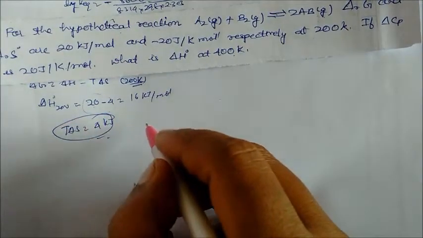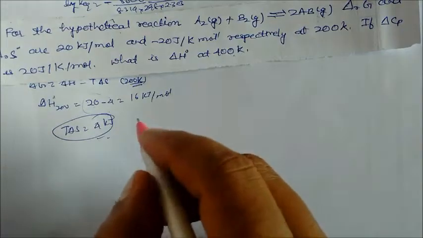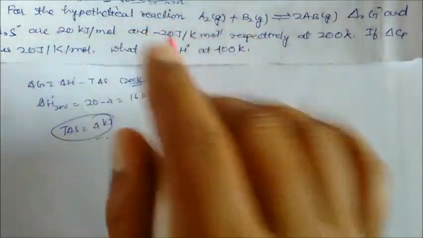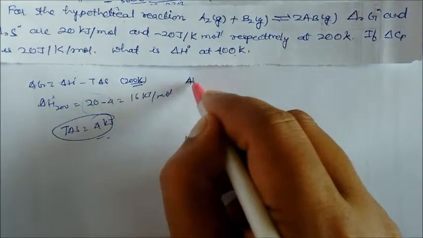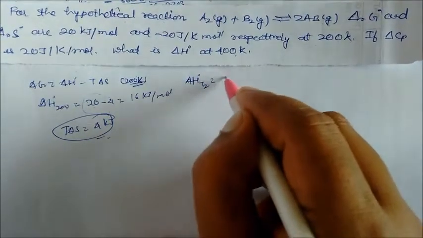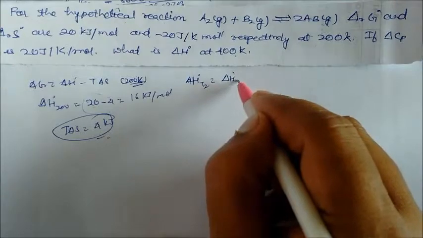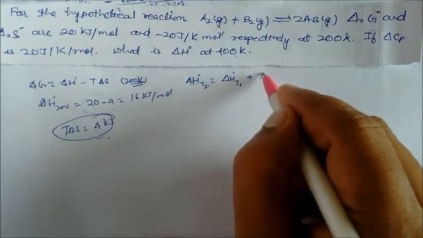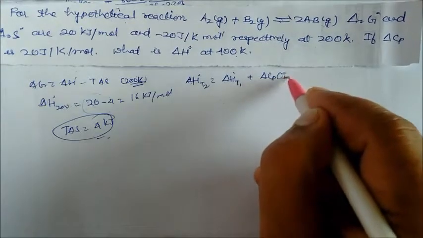Now we have to find out the second temperature, at 400 degrees. So for the second temperature, delta H naught at T2 will be delta H naught at T1 plus delta Cp times T2 minus T1.